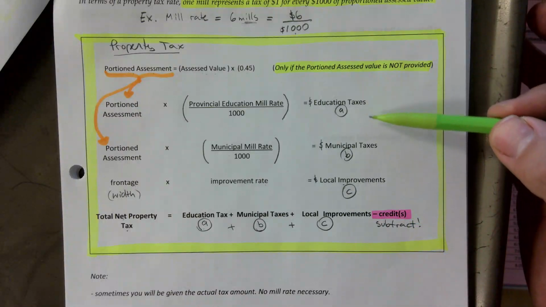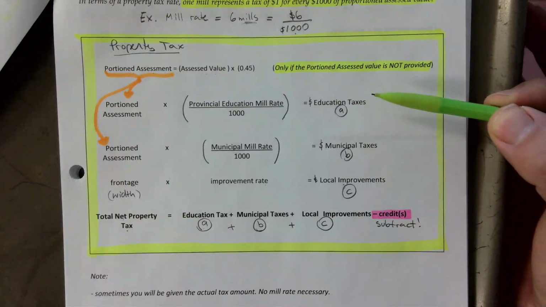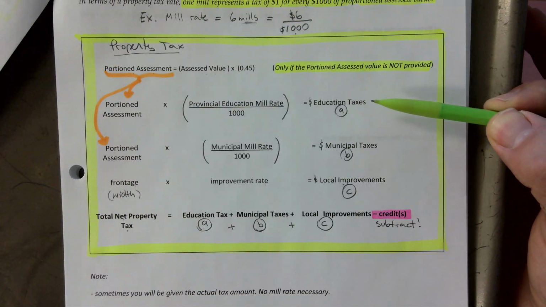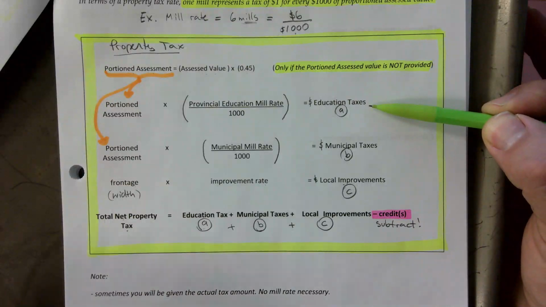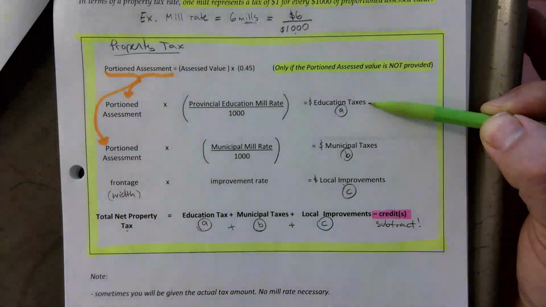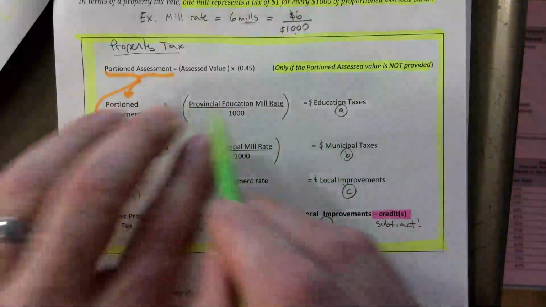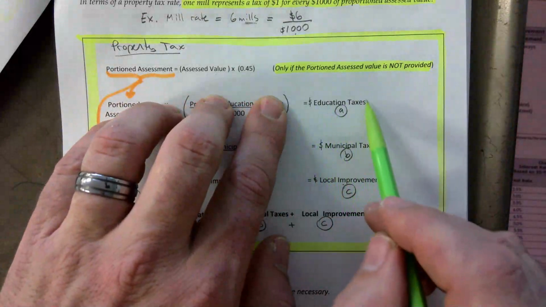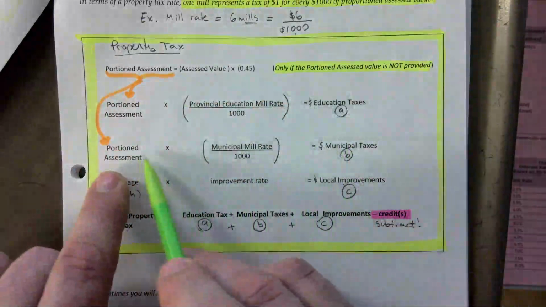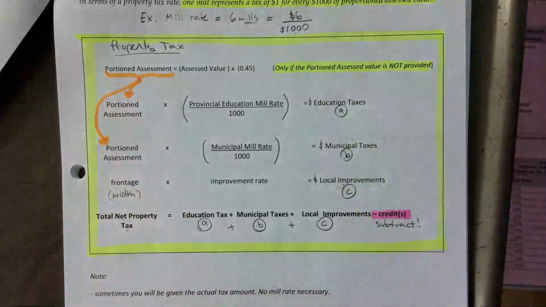One more thing, guys. It could be, listen carefully to this part, that the question flat out just says, hey, the education tax is $1,500. It's just flat, that's what it is. You would not worry about doing this, right? You would just say, hey, I know what that is. And you may have to calculate the municipal and the improvements and then add it up that way, okay?